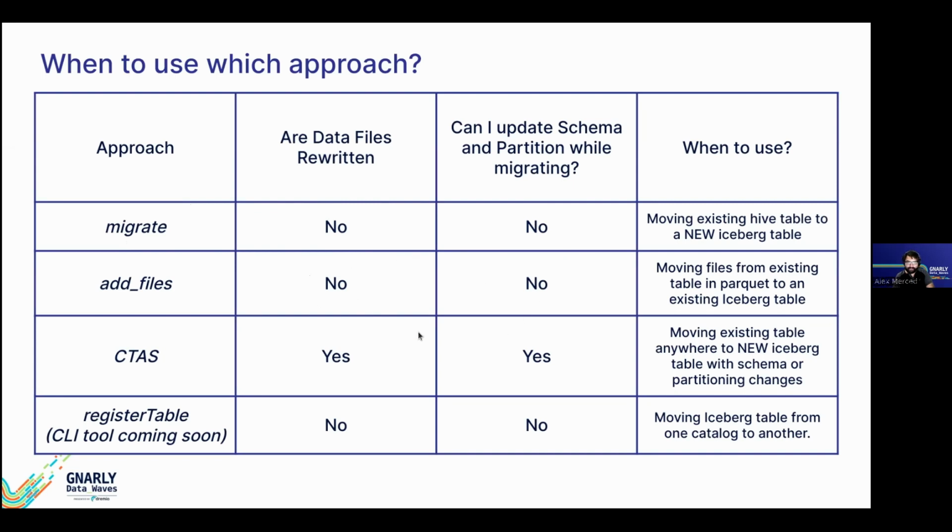Add files. Okay, those files are not in a Hive table, so you can't use migrate, then you can use add files. CTAS, if you want to rewrite the data, because you do want to update the partitioning scheme and the schema and so forth, you can do that with the CTAS statement. And then register table, that's going to be for when you're moving between different Iceberg catalogs. So if you do a catalog migration at some point later on, because you start off with Hive, and now you want to move over to something like Project Nessie, you'll be able to use that register table CLI tool when that's released.